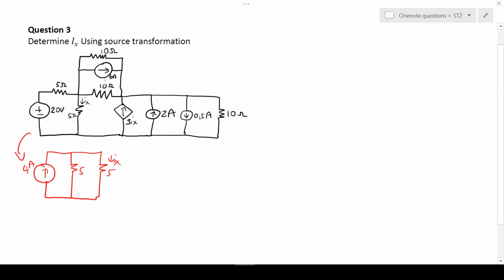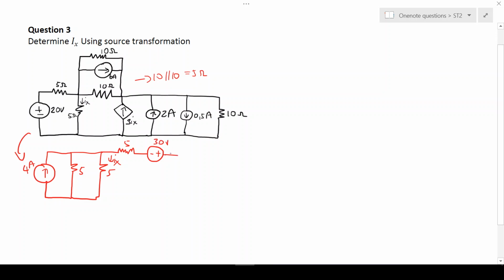Now what can I do here? First, I can get the parallel combination of these two resistors. We should know that 10 ohms in parallel with 10 ohms will give you 5 ohms. Then I've got a 5 ohm resistor sitting in parallel with a 6 amp current source, which I can convert to a resistor sitting in series with a voltage source. The value of the voltage source will be the resistance, which is 5, times the current, which is 6, which will give you 30 volts.